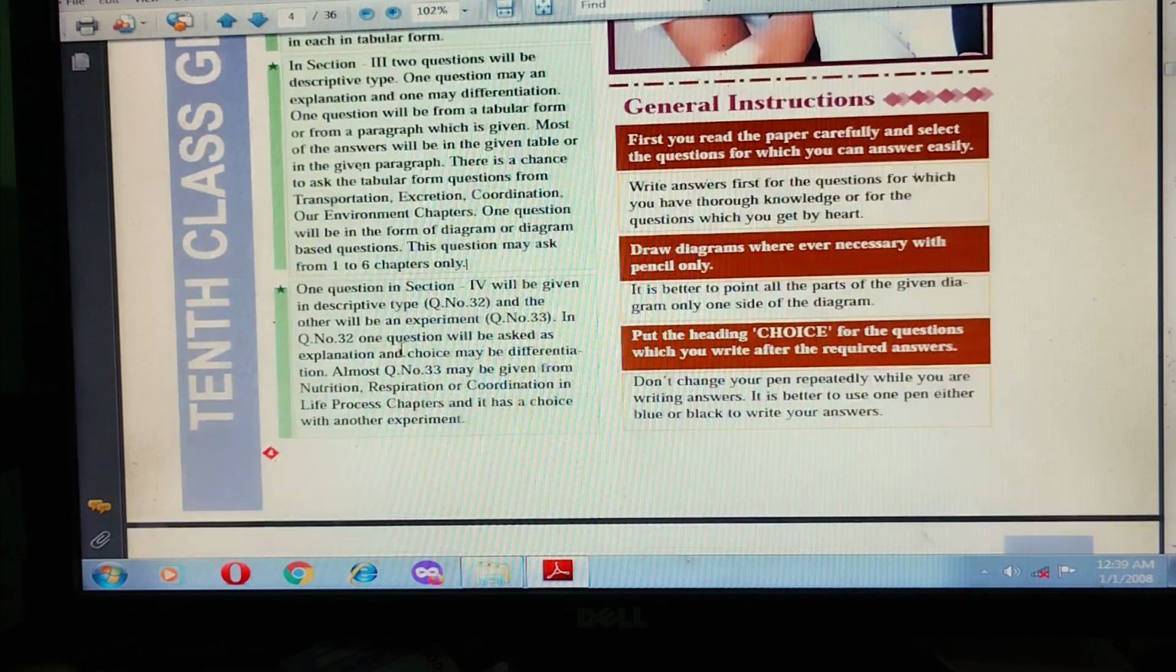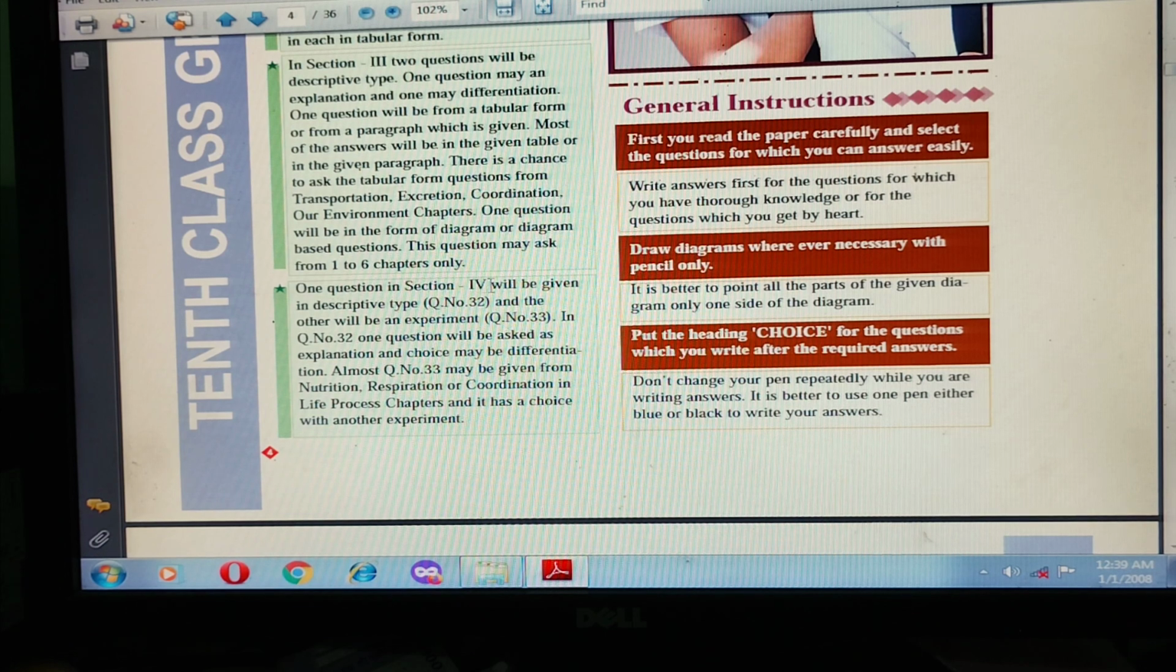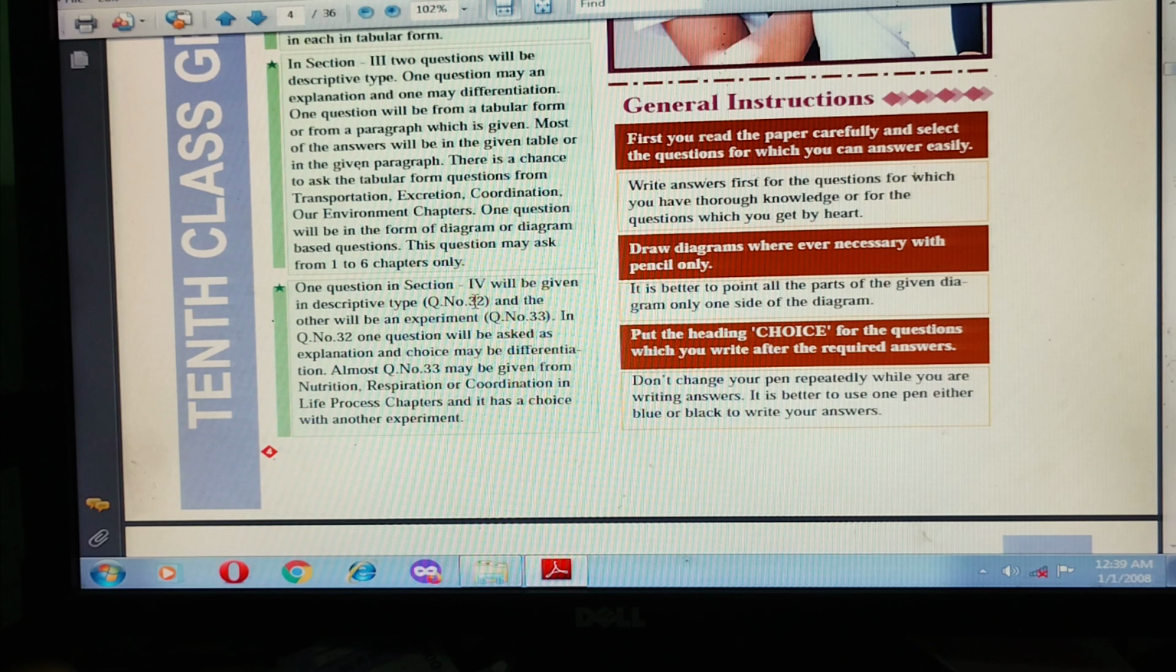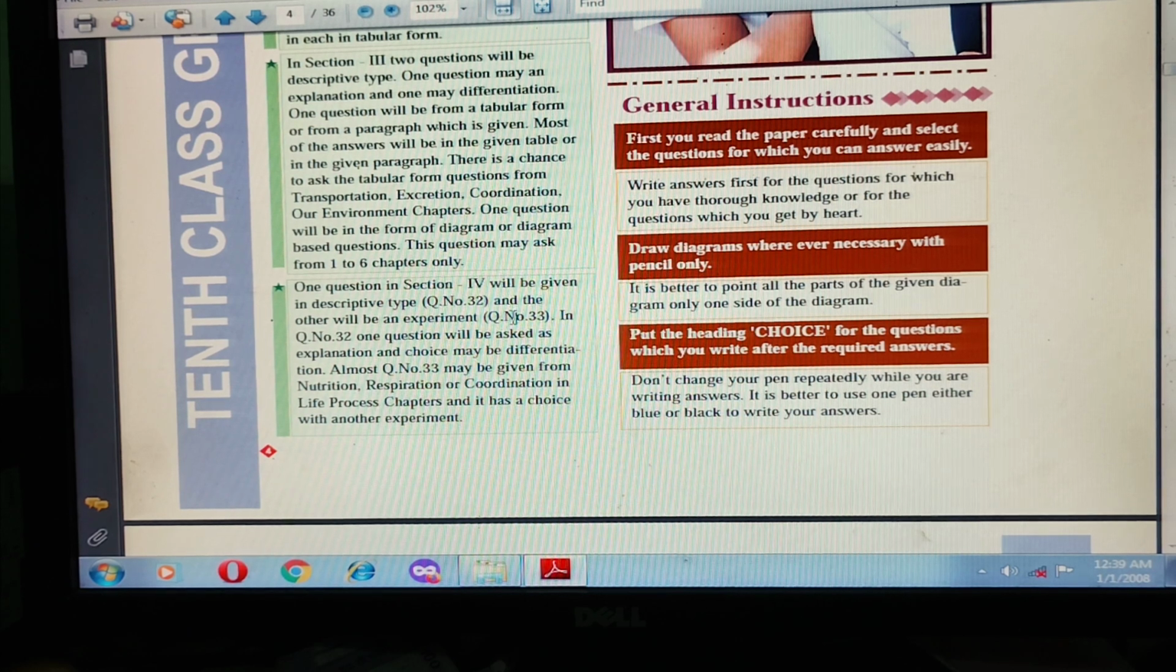Next, one question in section 4 will be given in descriptive type. That is question number 32. In physics you have three 8 marks questions, but in biology only two 8 marks questions will be there. That is question number 32 and question number 33. Question number 32 will be a descriptive type question, explanation or explanation with diagram based questions will be asked, and the other will be an experiment. That is question number 33 will be an experiment.